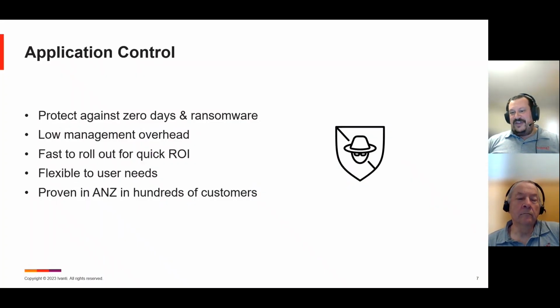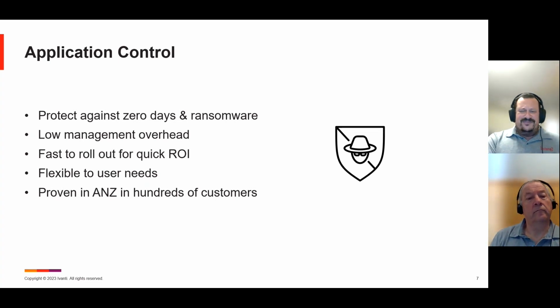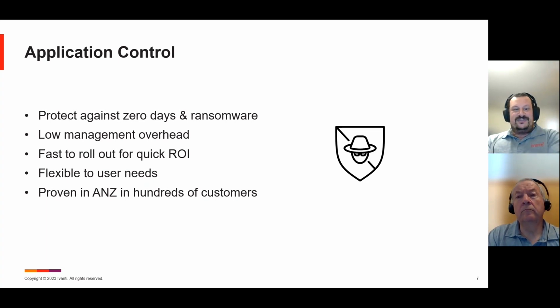All right, so moving into more of the agenda, I will take you through some application control. A lot of us know what application control does, but a quick high level around Ivanti application control: it's going to help you protect against zero-day vulnerabilities as well as ransomware, basically just by stopping applications that we don't trust. Our solution gives you a pretty low management overhead. We can do a pretty fast rollout to give you a quick ROI. That's something that I'll be showing in the demo. It's super flexible to user needs, and it's proven in ANZ. We have just a heap of customers using it, from government to private. Hundreds of people using it.